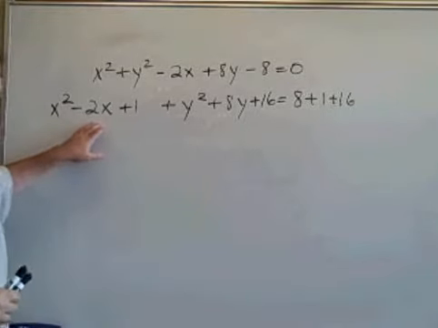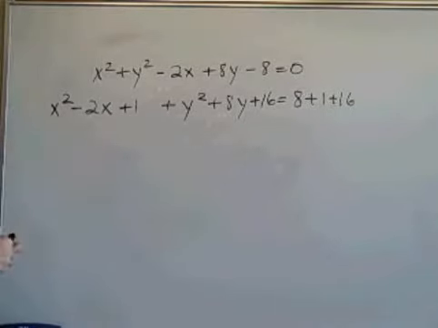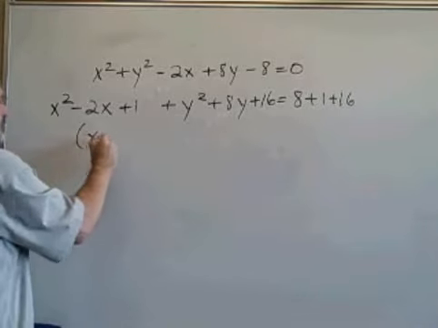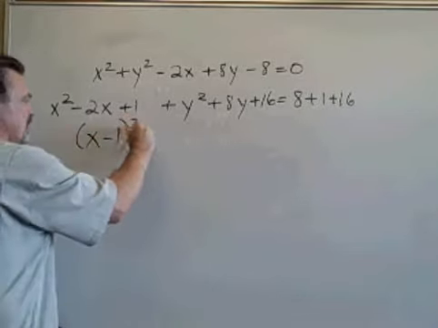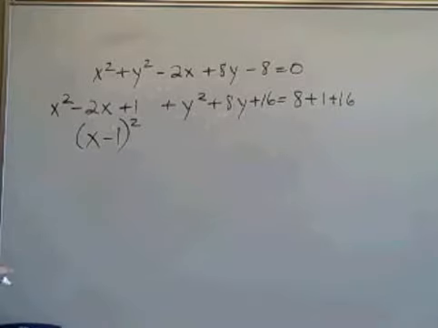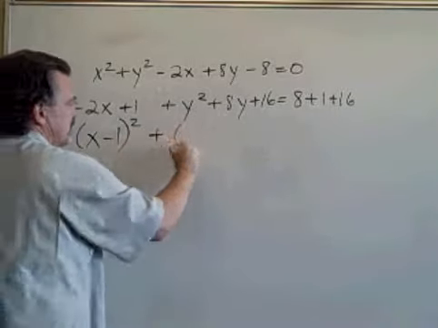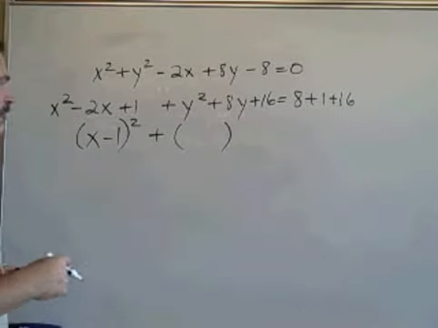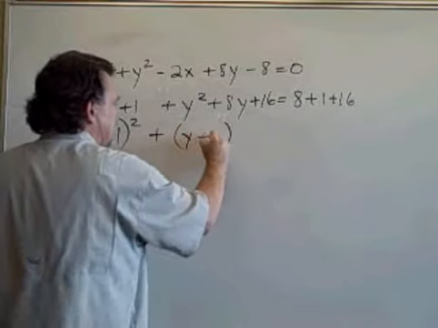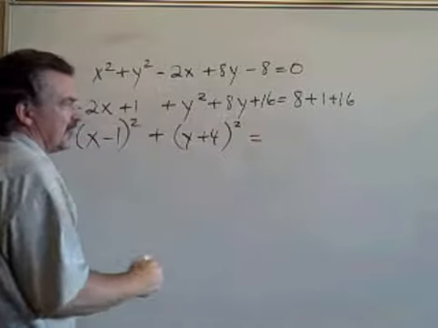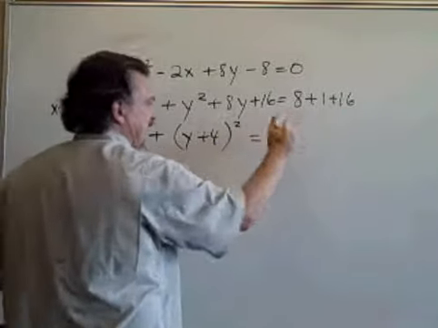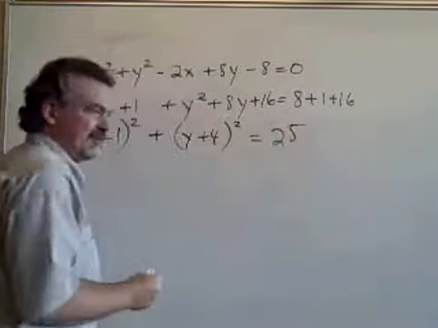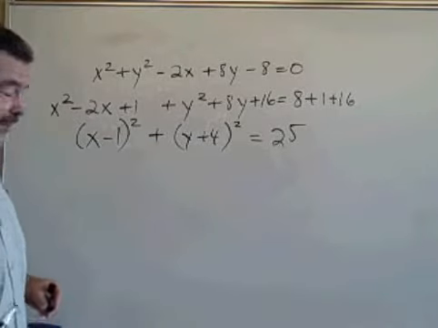Now, this is a factorable trinomial that factors into (x - 1) squared. Plus, this is a factorable trinomial. It's a perfect square trinomial. It factors into (y + 4) squared. And 8 plus 1 is 9. 9 plus 16 is 25, which is 5 squared.